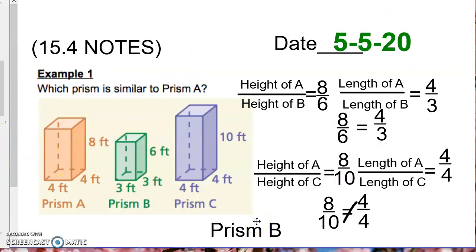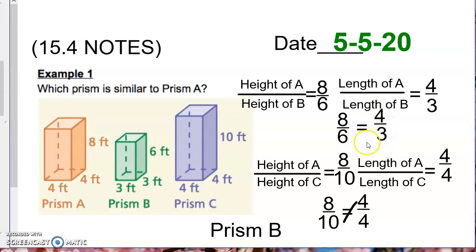First up, it says, which prism is similar to prism A? Well, if we remember back a few chapters, in order for shapes to be similar, their sides had to be proportional. So I'm checking. I have the height of A here is 8. The height of B here is 6, so 8 over 6. And then I'm going to compare the length of A here is 4, and the length of B here is 3. So I want to see if 8 over 6 equals 4 over 3.